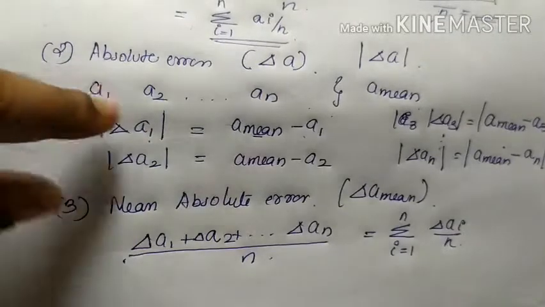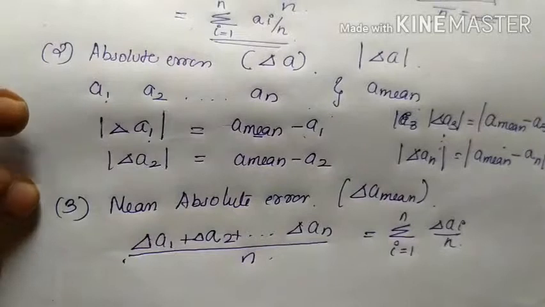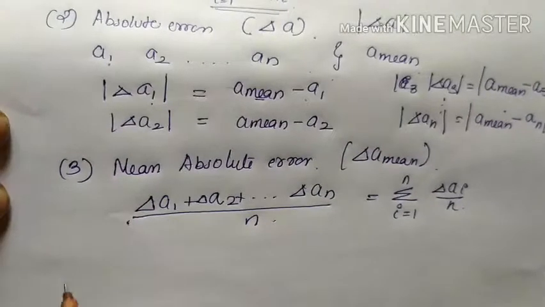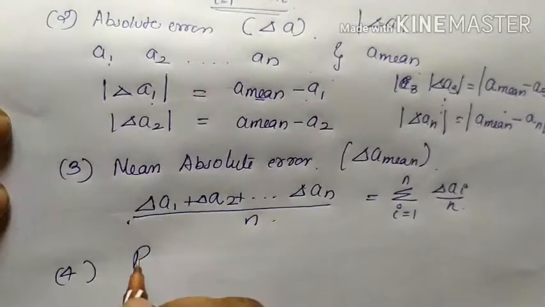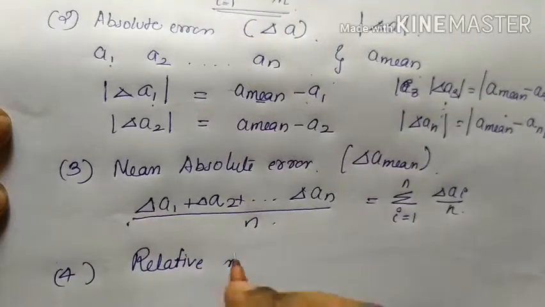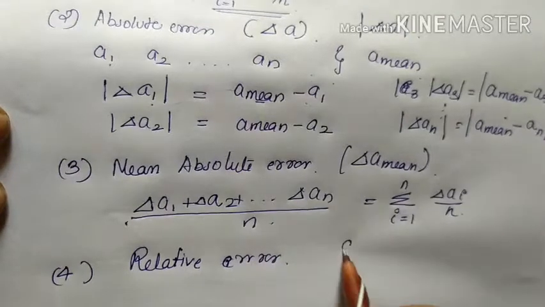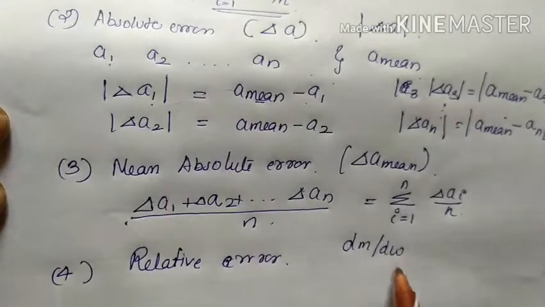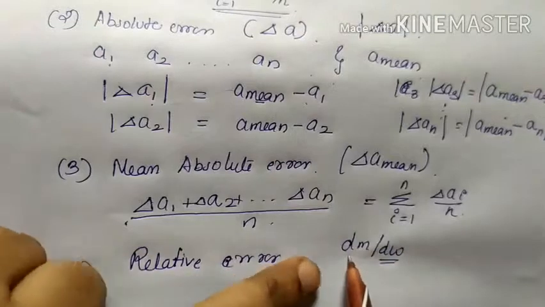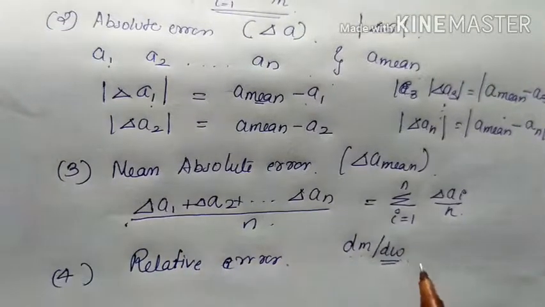See, I'm just fast forwarding it. I will explain each of the things with a numerical problem, then you will understand very easily. Right. The next term which you have to learn is relative error. I hope you remember what relative density is. Density of the material divided by density of water. That is, you compare the density of a material with a standard value, the density of water.